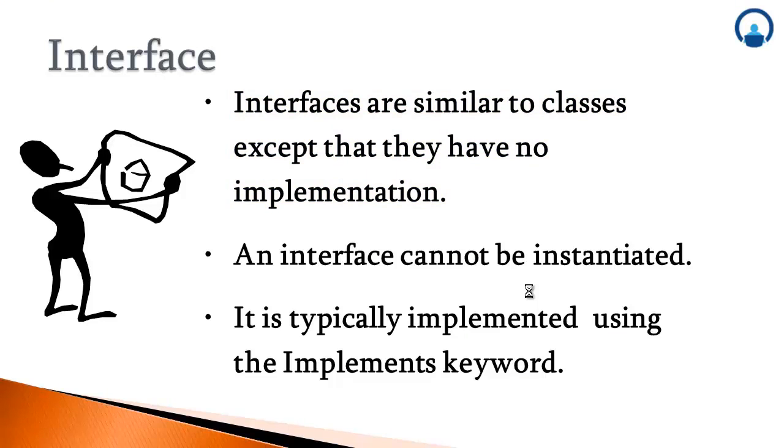Interfaces are similar to classes, except that they have no implementation. Methods are only declared within an interface and do not contain any code. An interface cannot be instantiated. It is typically implemented by a class using the implements keyword. An interface is defined using the Interface and End Interface keywords.